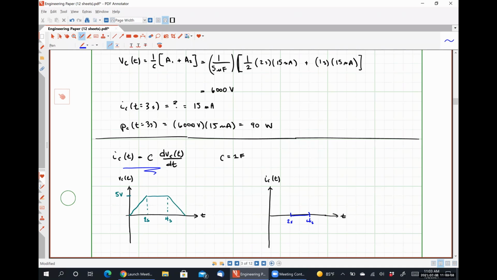So now let's back things up a little bit. Let's look at the time interval from 0 seconds to 2 seconds. Is the capacitor voltage changing as a function of time? Yes, it's increasing, right? As t gets larger, that voltage is getting larger and larger as well. So what is the derivative of the voltage with respect to time, which is just the slope?